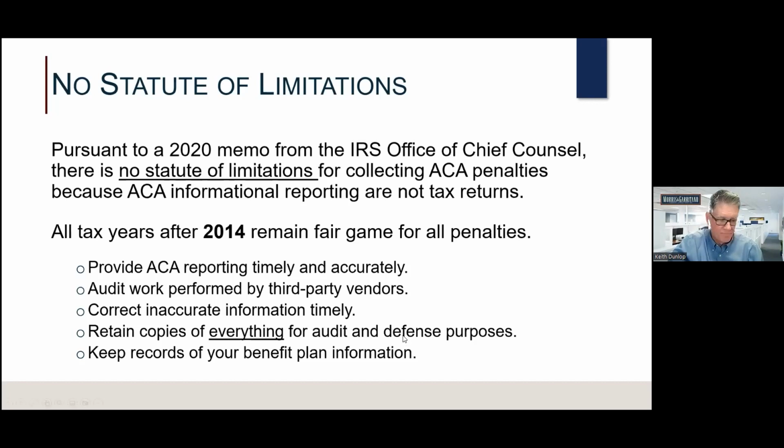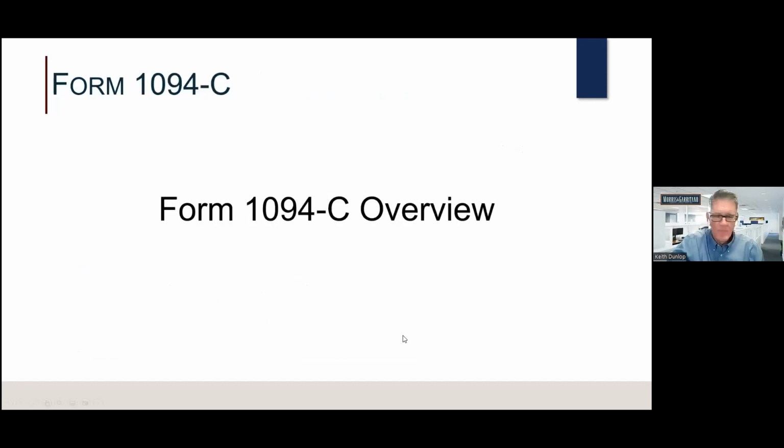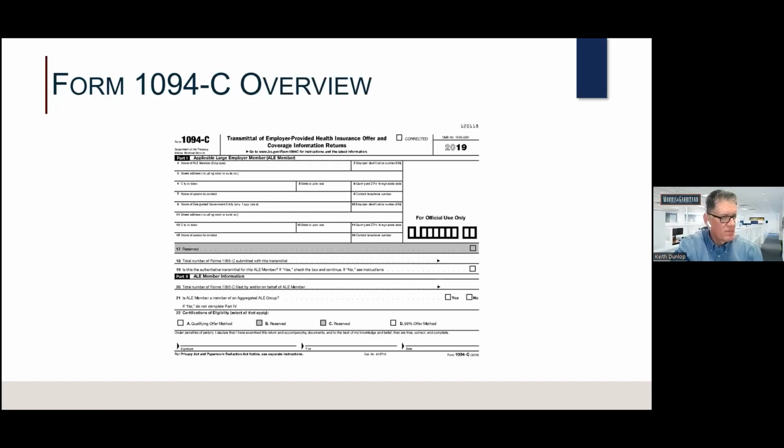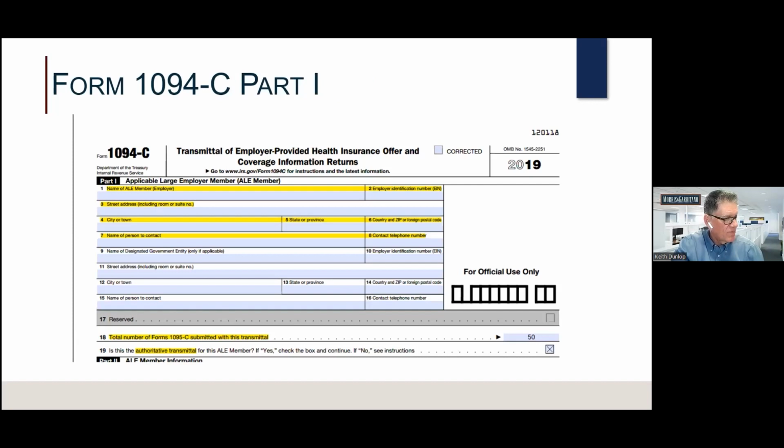Yep. Thank you. Okay. So we're going to start off with a review of the 1094-C transmittal form. Here is the form. This form has not changed much in the last several years. That's why we have a 2019 version here. I haven't updated this slide. The first part of the form, part one, is obviously pretty straightforward. Name of the company, address, your tax ID number.